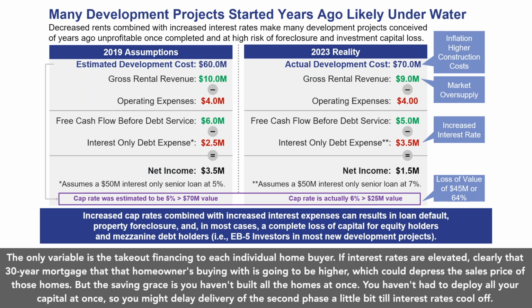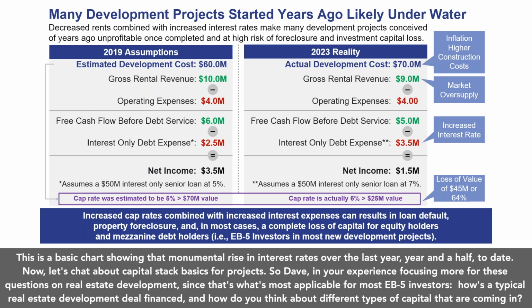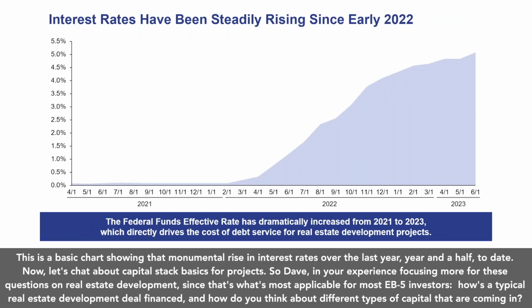variable is the takeout financing to each individual home buyer. You know, if interest rates are elevated, clearly that 30-year mortgage that the homeowner is buying with is going to be higher, which could depress the sales price of those homes. But the saving grace is you haven't built all the homes at once. You haven't had to deploy all your capital at once. So you might delay delivery of the second phase a little bit till interest rates cool off, as an example. Got it. And this is just a basic chart showing that monumental rise in interest rates over the last year and a half to date.